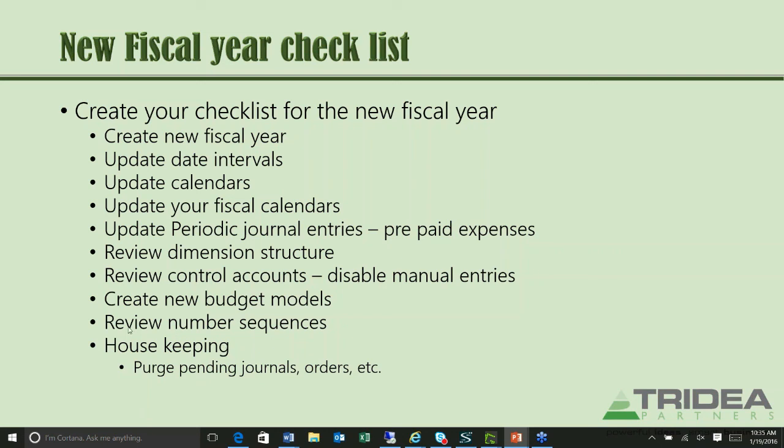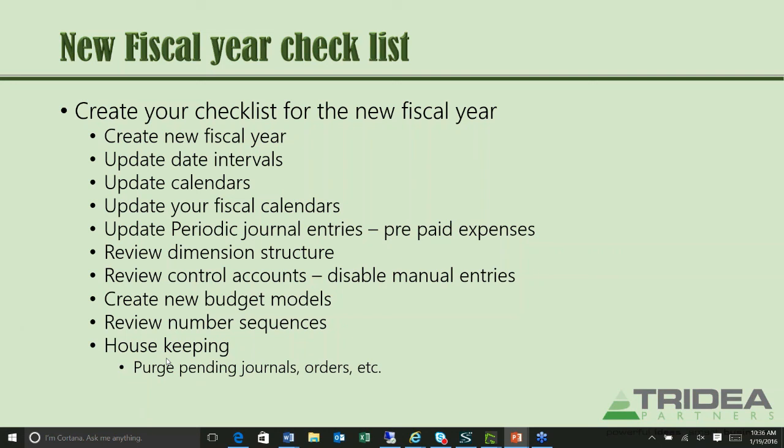Reviewing number sequences. A few of our customers do have unique number sequences set up to help them identify the transactions that are occurring. Some customers prefer static number sequences. Case in point, all journals for 2015 may begin with FY 2015. Again, just reviewing that and making sure the number sequences are still making sense for your business.